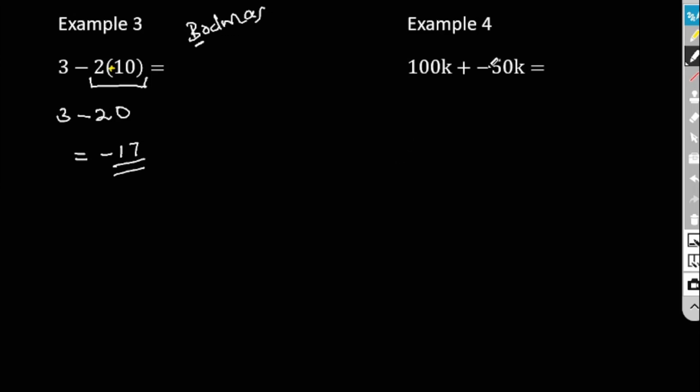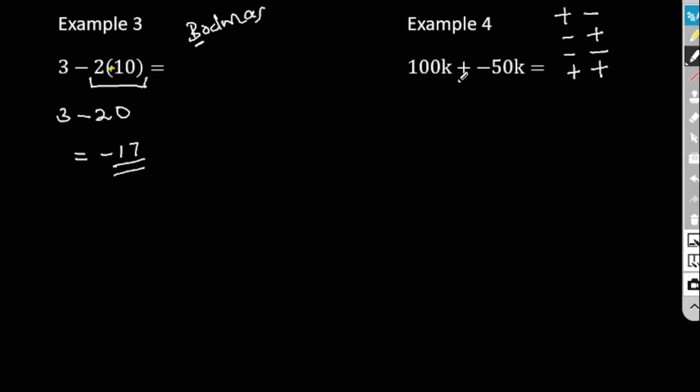Moving on to example 4, we have 100k plus minus 50k. Normally, when you see signs together, that is a positive sign with a negative sign, or a negative sign with a positive sign, or a negative sign with a negative sign, or a positive sign with a positive sign together, and there is no variable, no constant, no term between them, it simply tells you to multiply those two signs. So get the product of those two signs.